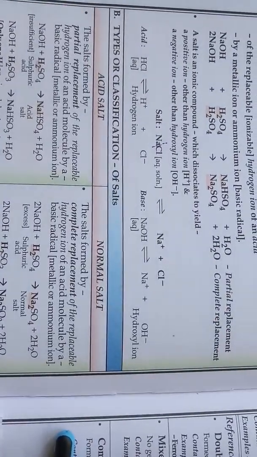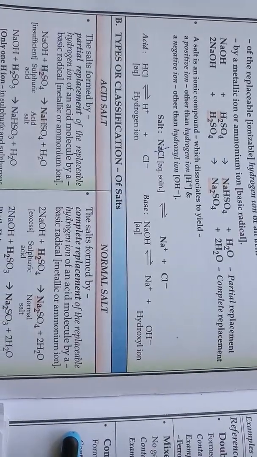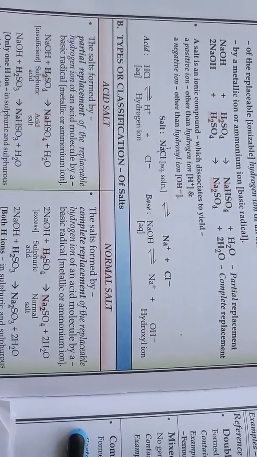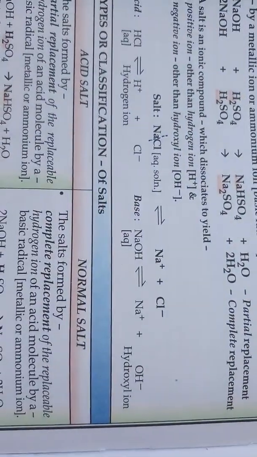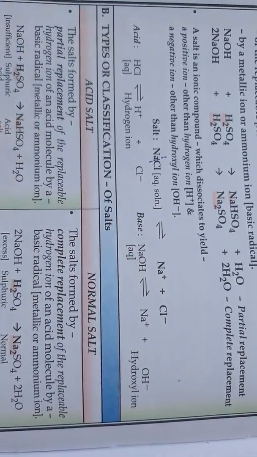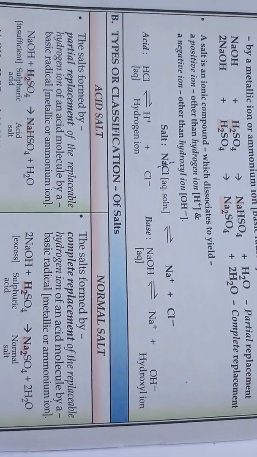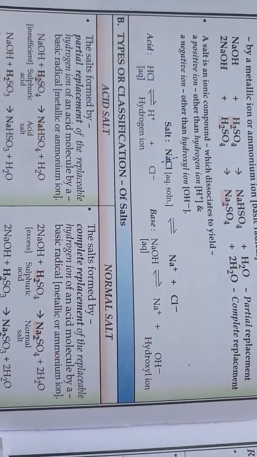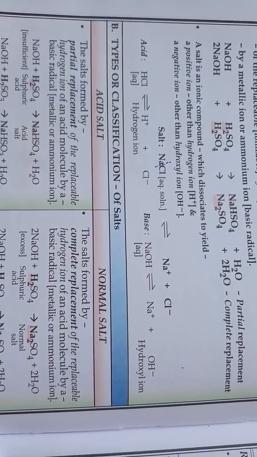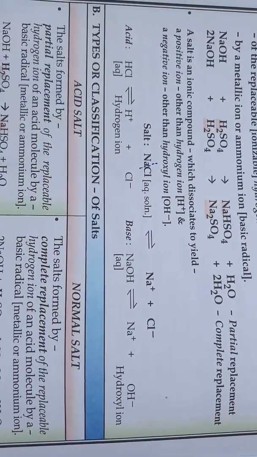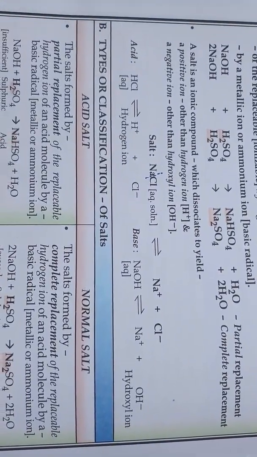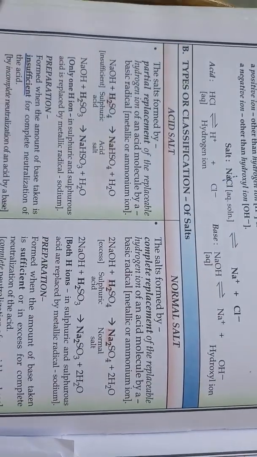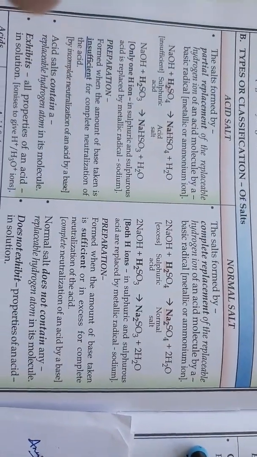Salt is an ionic compound which dissociates to yield positive ion and negative ion. So when you look at Na2SO4 or NaCl, with a dotted line marked in between, it dissociates and gives you positive and negative ions, right? So that is what we call salt. When it dissociates, you do not find hydrogen ion or hydroxyl ion, right? That's why they mention in the definition positive ion other than hydrogen ion and negative ion other than hydroxyl ion, right?